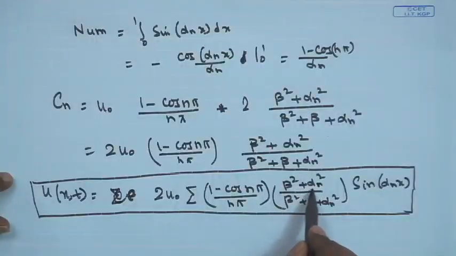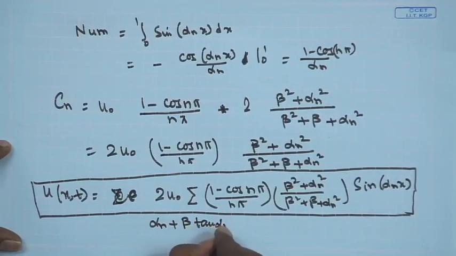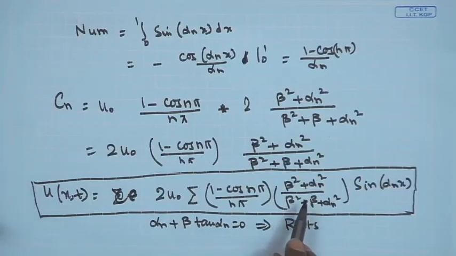Now, alpha n will be evaluated from the roots of the transcendental equation that we have already talked about earlier: alpha n plus beta tan alpha n equal to 0. Alpha n are the roots of this equation. Beta is a known parameter to us. So, this will be giving a complete solution of u as a function of x and t. So, we have seen how to solve, by using the separation of variables method, a parabolic partial differential equation of second order, which is a well posed problem.